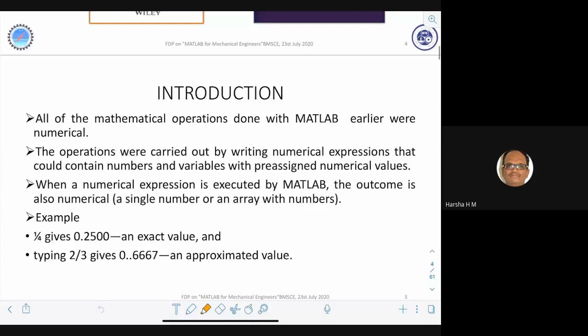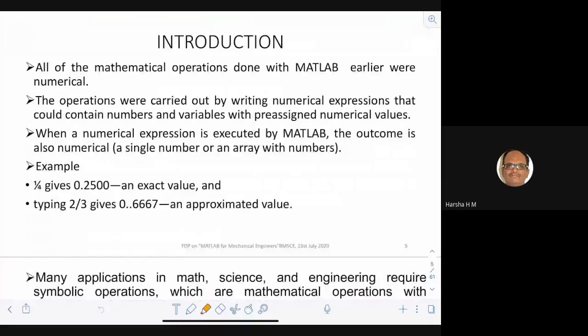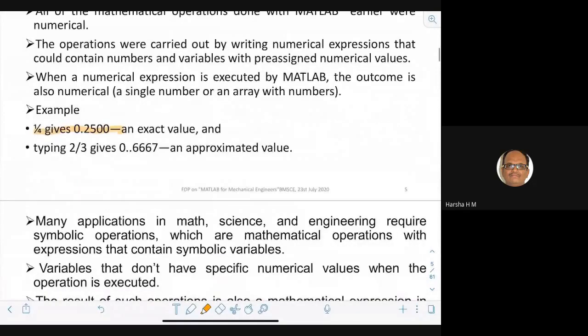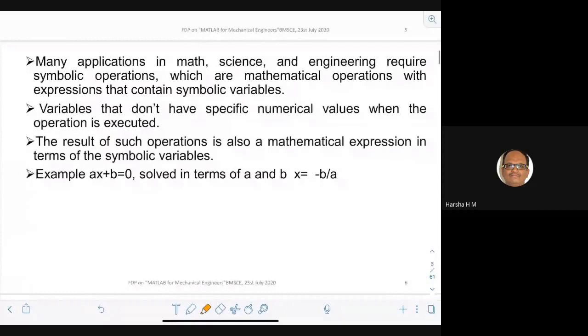So coming to the introduction part, so far we have just looked into some of the programs. We generally give you the output as a numerical value, okay? And you are dealing with it in terms of numbers. So if you enter 1/4 in MATLAB, it gives you 0.25, or type in 2/3, it gives you 0.667 as an approximate value. But there are a lot of applications in engineering which should be operated in terms of mathematical expressions.